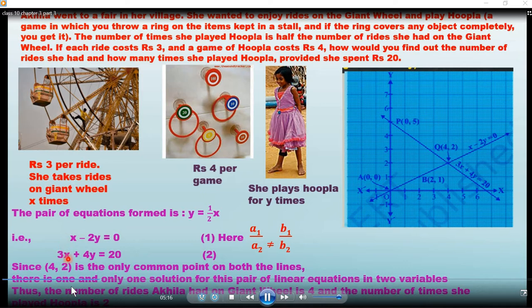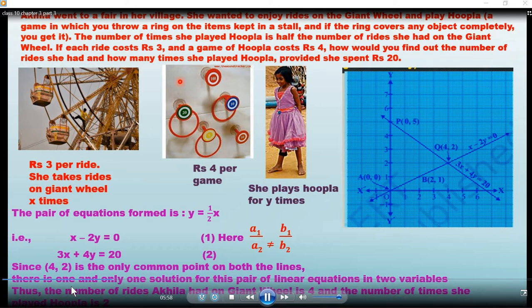Now, using this pair of linear equations, we have solved it graphically. This also is available in previous video, how to make the table. After making the table, you will get this type of graph. And here you can see the two lines are intersecting at one point. Why it is a line? Because it is a linear equation. And these two lines are intersecting at one point. That point is 4, 2. This is the solution of our question.